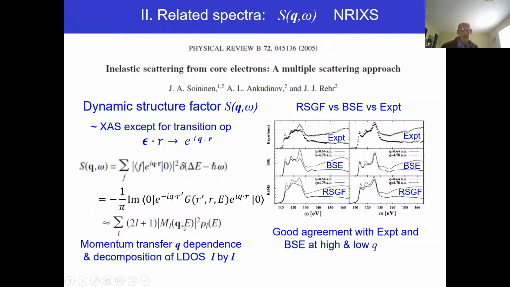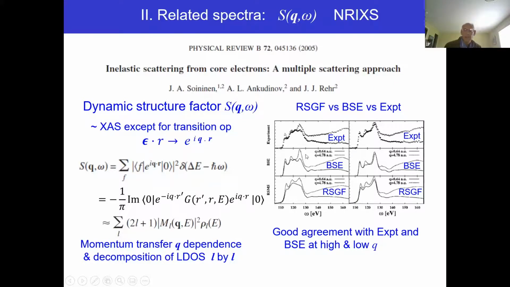And unlike the XAS, you don't have the selection rules; all possible ending momenta are allowed to come in. These are the transition matrix elements. And this is the projected density of states in a given angular momentum final state. So you can decompose the spectra and the Q dependence.